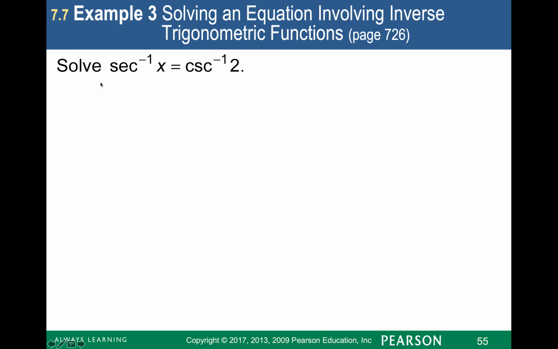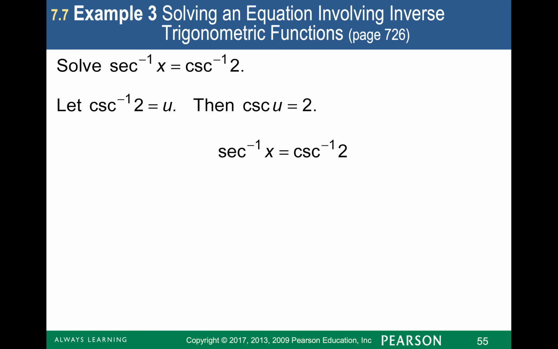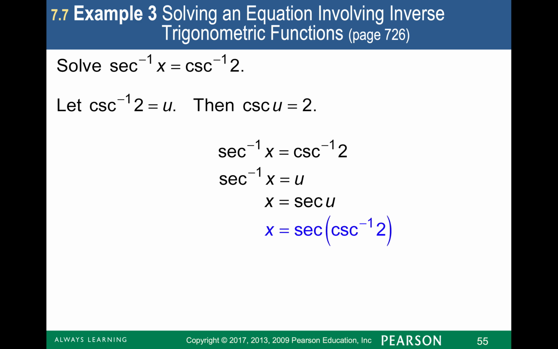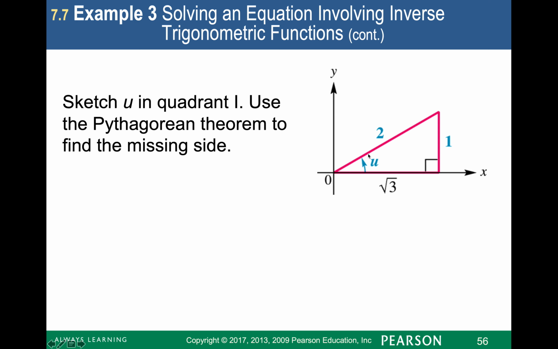What if I have secant inverse of x equals cosecant inverse of 2? Well, first let's figure out what is the cosecant inverse of 2. Well, it's where cosecant equals 2. So I'm just going to call that u for right now, and I'm going to solve for it. So if I have secant inverse, I would take the secant of both sides, and then I'm going to plug that u back in. Notice I'm not necessarily asked to complete this question, but I know what cosecant inverse of 2 is. I can find that with my trig chart or by building a triangle.